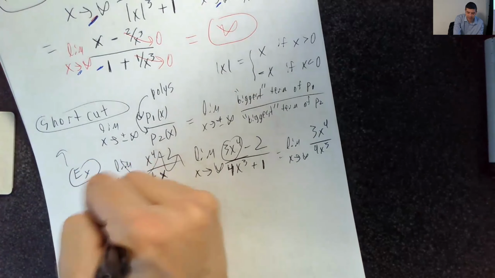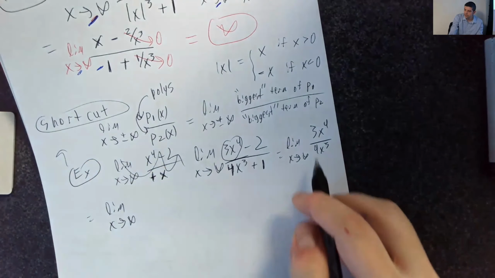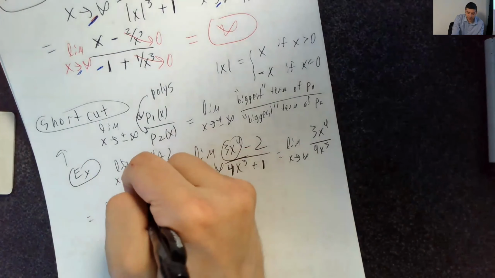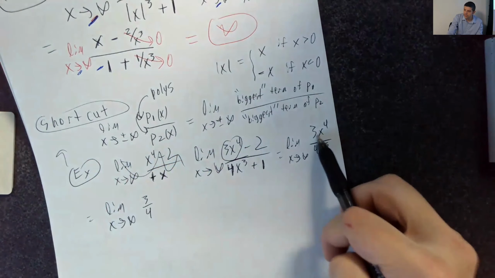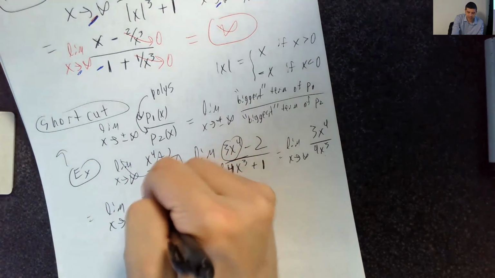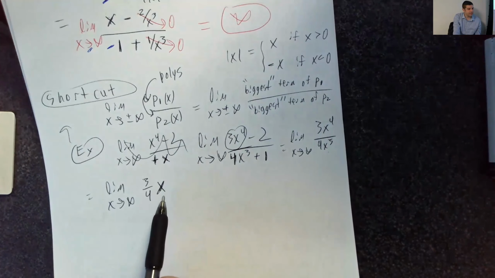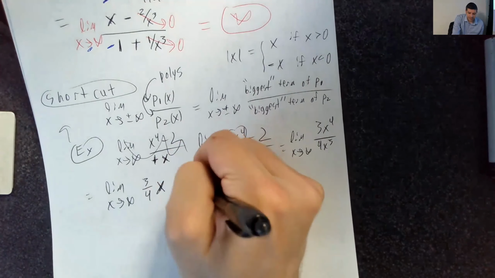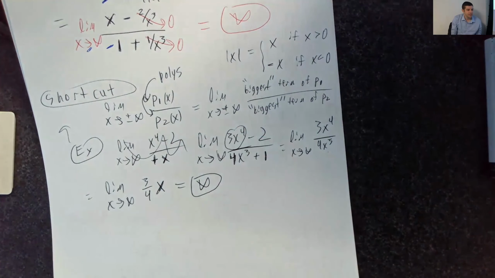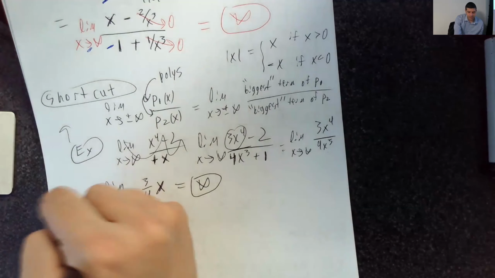So it'll be the limit as x goes to infinity of 3/4 x to the fourth divided by x cubed, which is x. So what's 3/4 times infinity? Infinity. So you could use the shortcut if you wish for polynomials over polynomials, the rational functions. It'll save you algebra.